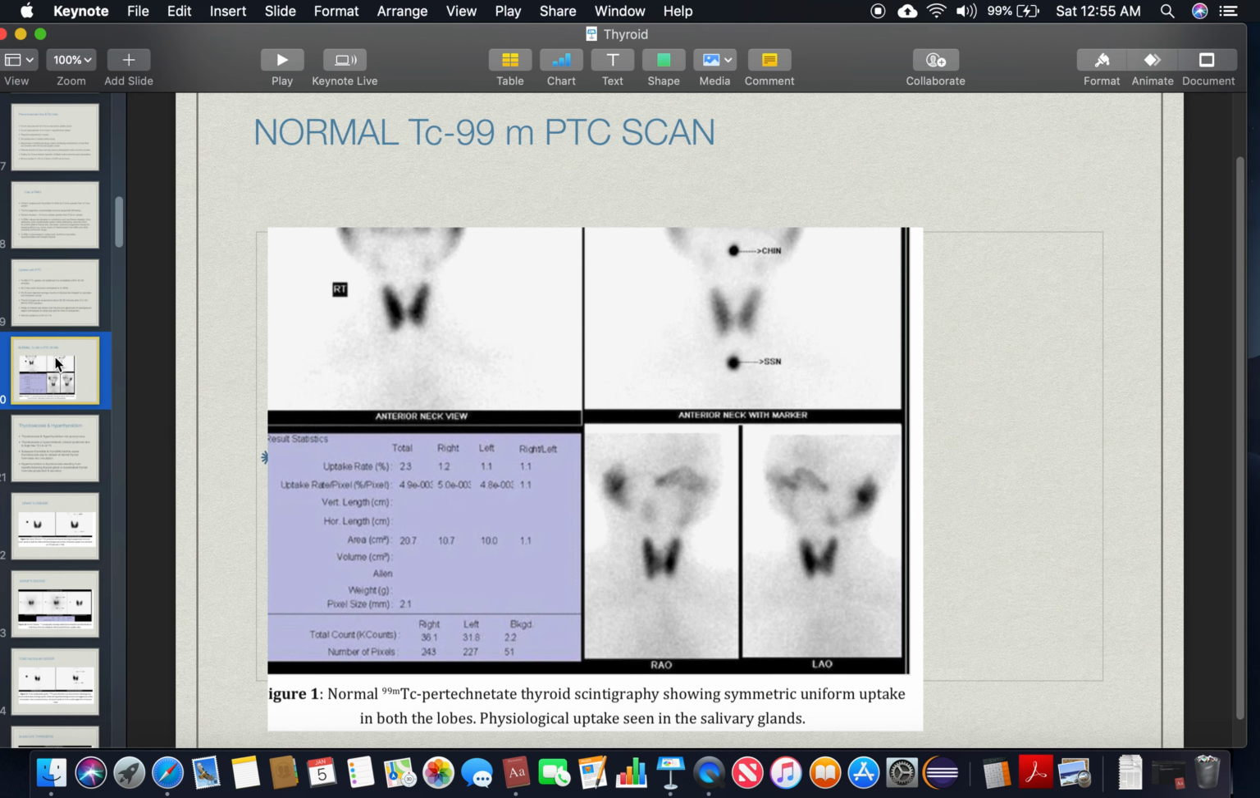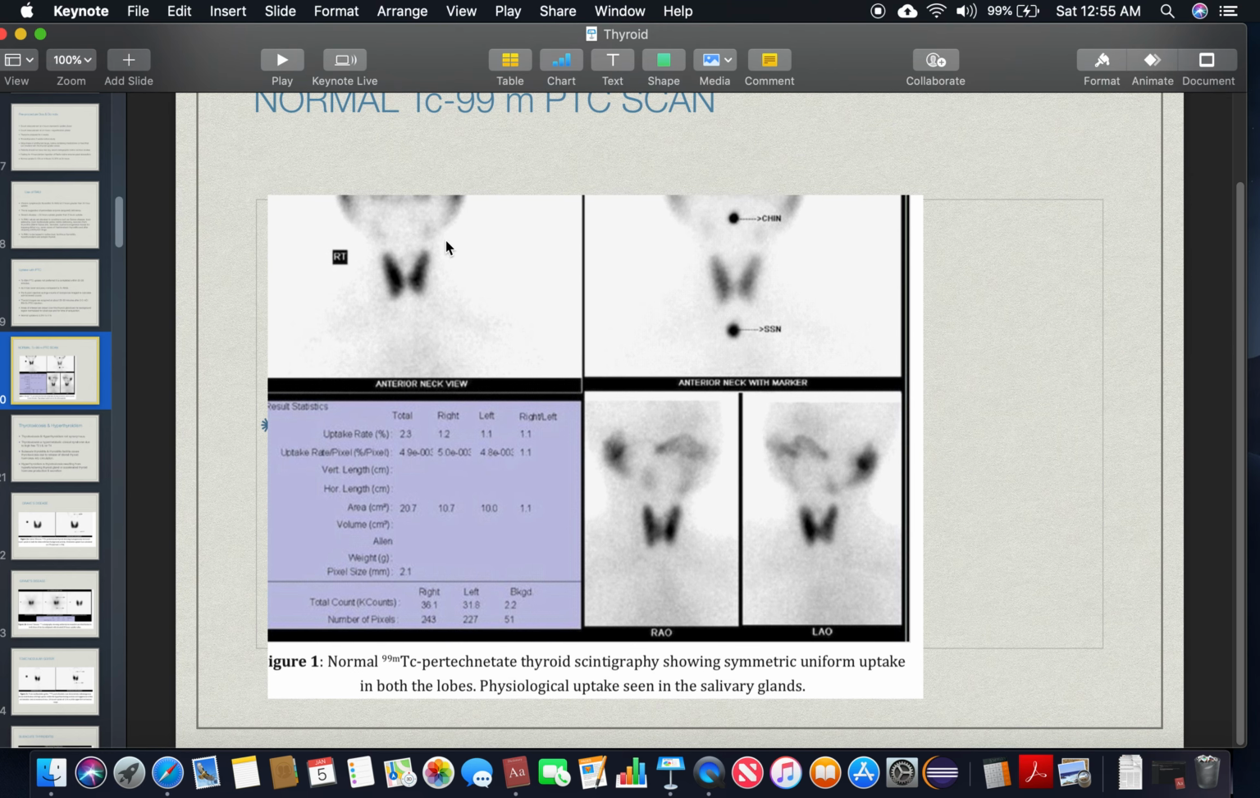This is an example of a pertechnetate scan. This is a normal thyroid. There are two markers that have been placed, one on the chin and one on the suprasternal notch. So there is uniform uptake, and here you are seeing uptake in the salivary gland, which you need to be aware of as a part of its normal biodistribution.